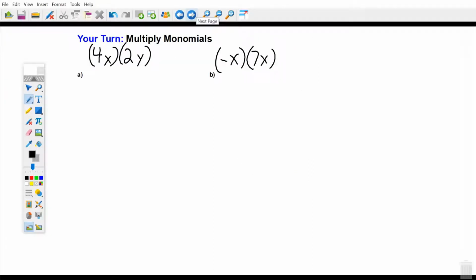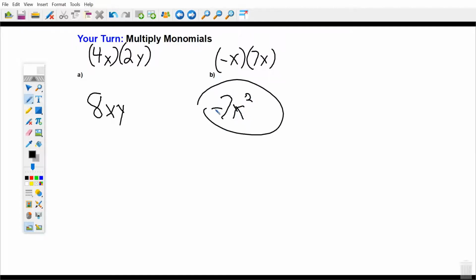Please pause the video here and try these two questions on your own. Now that you've had a chance, let's look at the answers. 4x times 2y, 4 times 2 is 8. X and y combine to make xy. In part B, negative x times 7x, negative 1 times 7 is negative 7. X and x, you add together, becomes x squared. And there's your two answers.